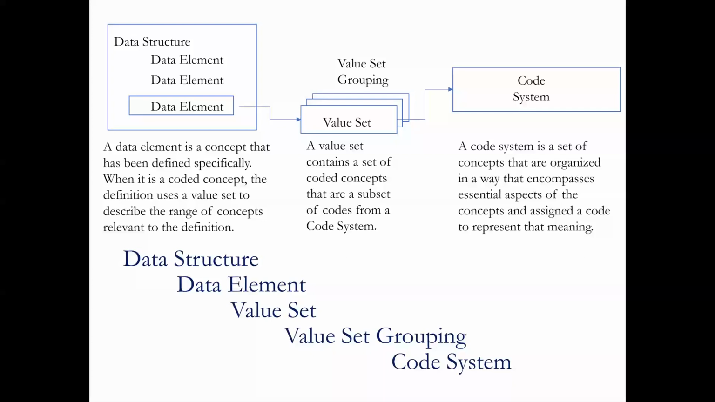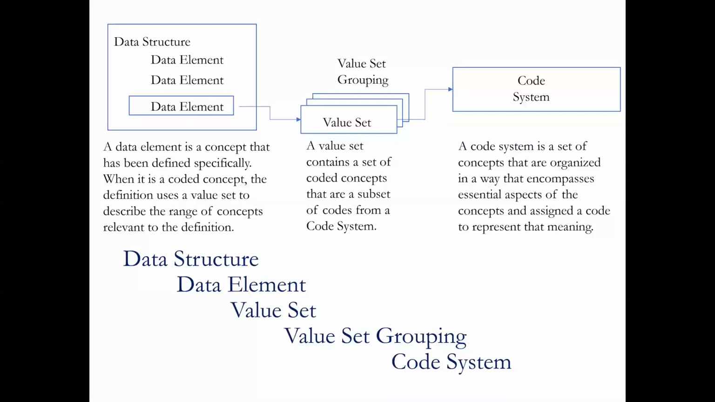Information is represented in a data structure established by a standard like HL7 CDA or FHIR. CDA calls these structures templates, while FHIR calls them resources or profiles. A data structure is made up of data elements. A data element is a unitary, well-defined unit of information.